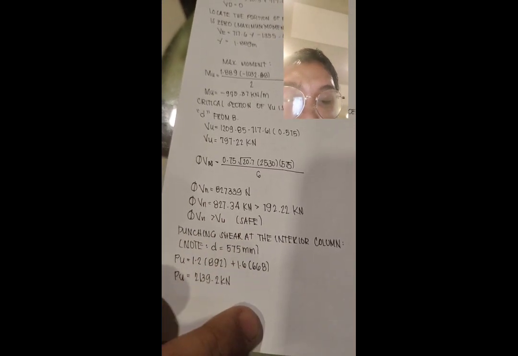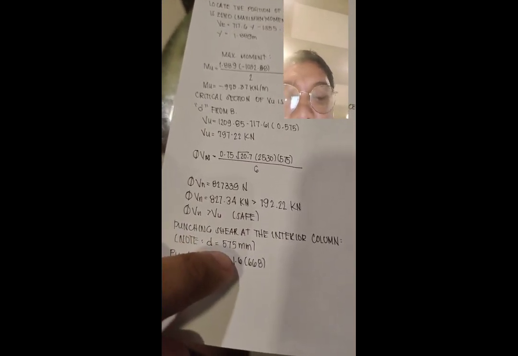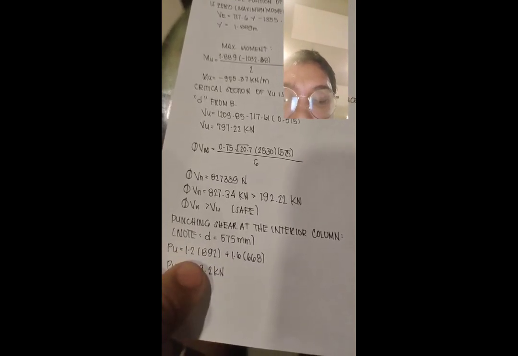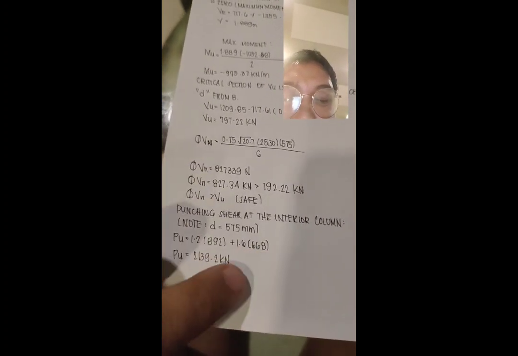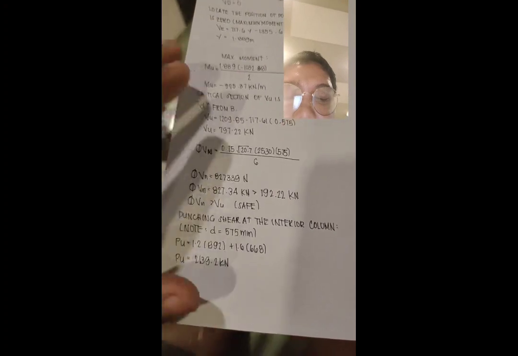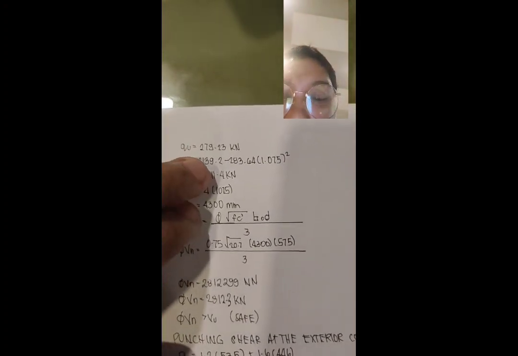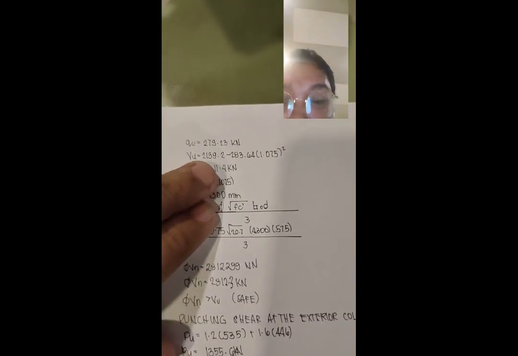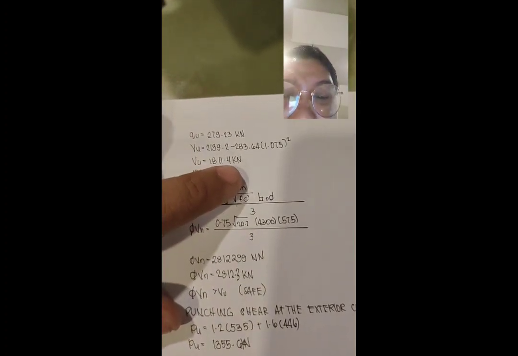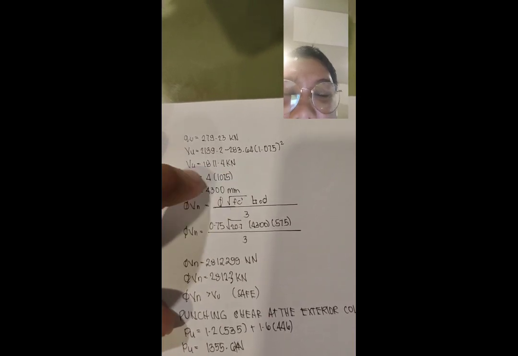Punching shear at the interior column. Note that our d is 575 mm. The punching shear is 1.2 times dead load, 892, plus 1.6 times live load. So our PU is 2139.2 kilonewtons. We have QU, which we got earlier. The PU of 2139.2 is reduced by 283.64 times 1.075 squared. So we get VU as 1811.4.